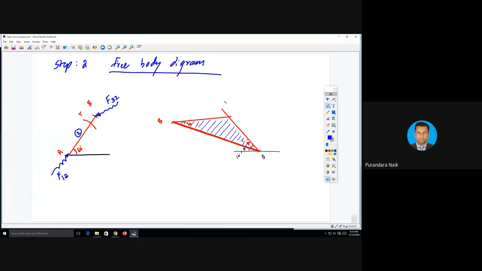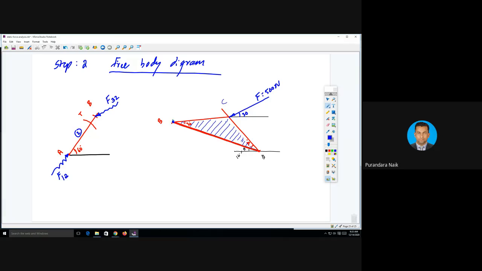This is BC. So we have one more horizontal line and we have a force. What is that force? F at an angle of 30 degrees. F is 500.